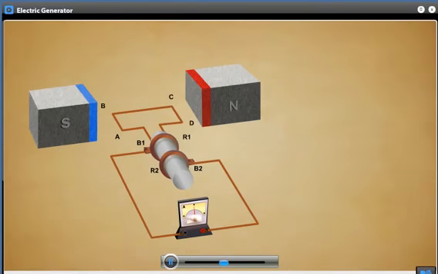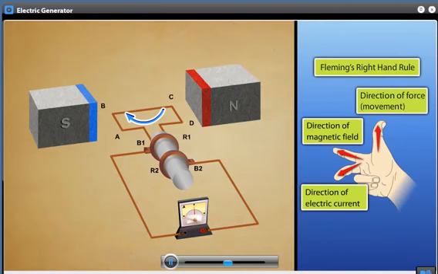The axle is rotated to move the coil in such a way that arm AB moves up and arm CD moves down. By applying Fleming's right-hand rule, the induced current is generated in these arms along the direction DCBA. The current in the external circuit moves from B1 to B2.